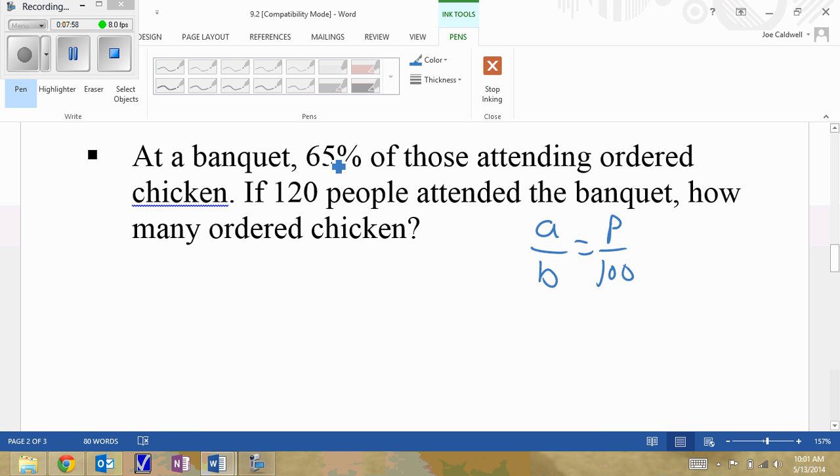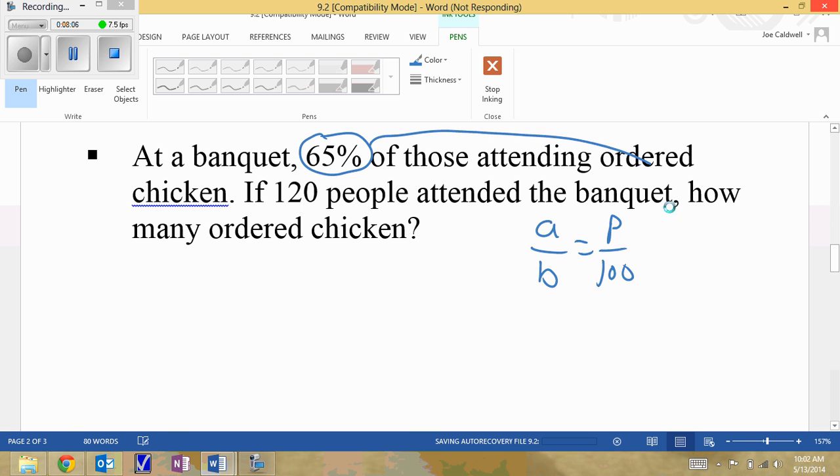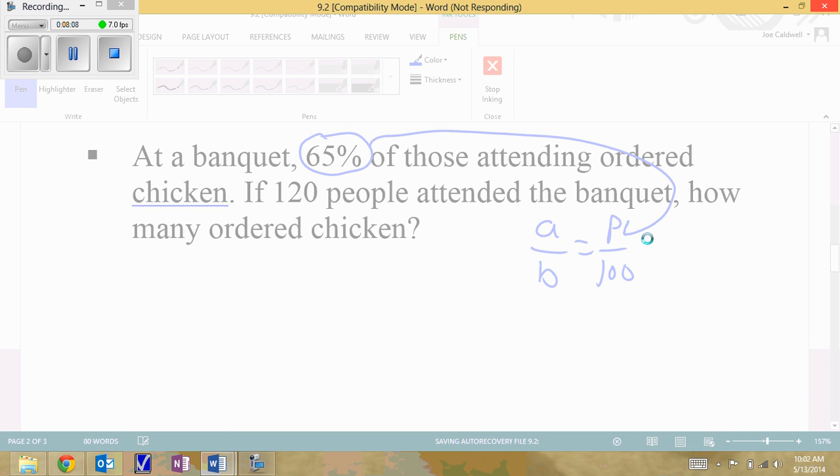So they already give us the percentage. That means you should know we're not going to need to solve for that. Okay? And so where that goes in, it's right there over that P.